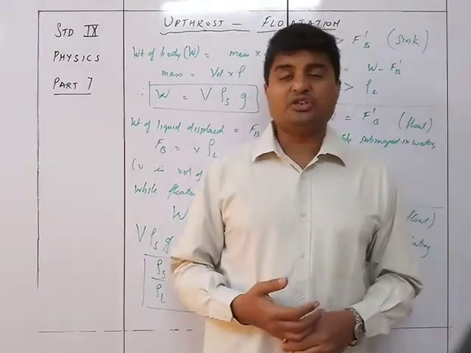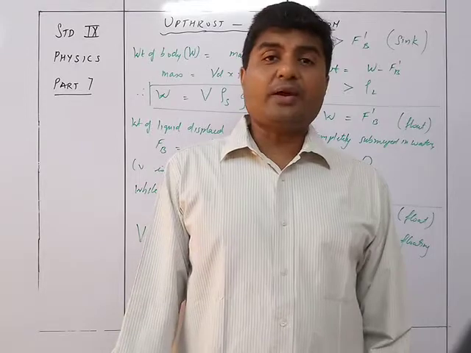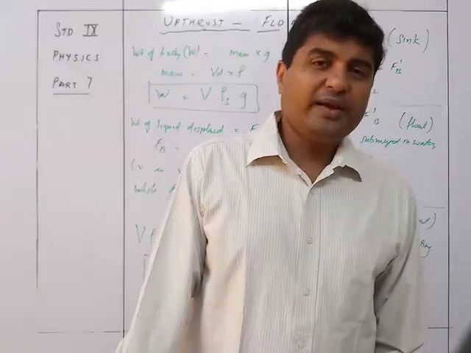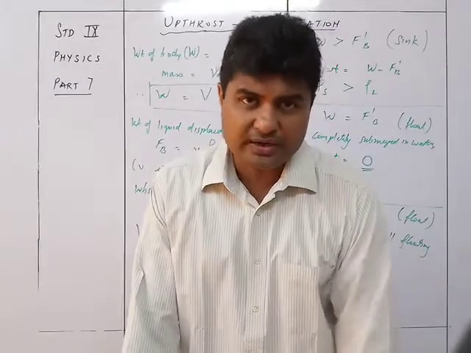So that's why a ship which is so huge floats, because it is made hollow, whereas the iron nail sinks. A very important question in give reason.